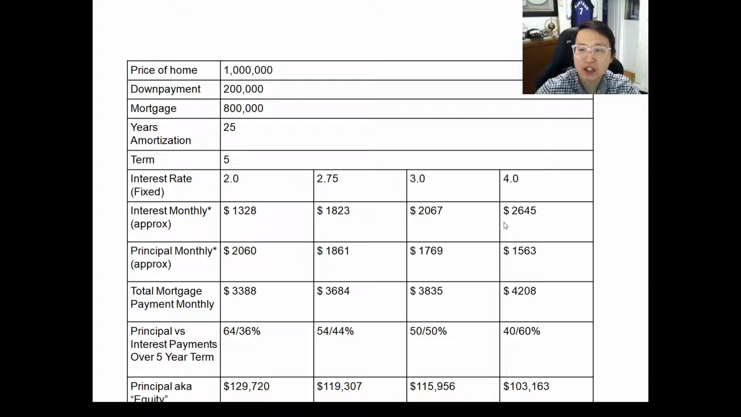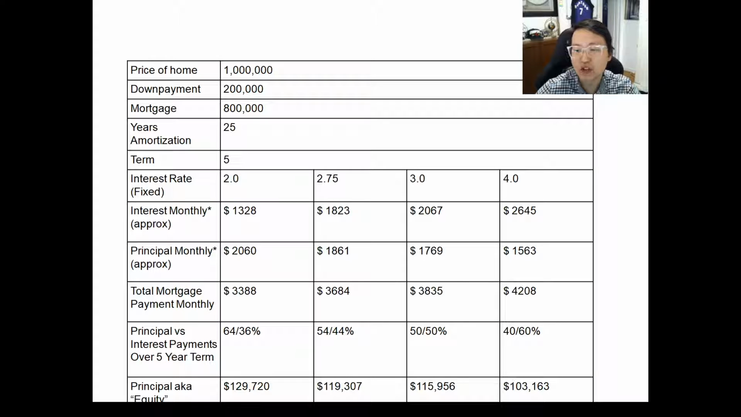Now, let's take a look at the final value of a 4% interest rate. You're paying about $2,600 for the interest monthly payment, $1,500 for principal, $4,200 in your monthly payment. So that's the first two numbers added together. But now you're seeing something totally different, is that after the 5 years are up, you calculate everything, only 40% of all your money that you paid went towards your principal or yourself, and actually 60% of that went towards interest, which is a large number.